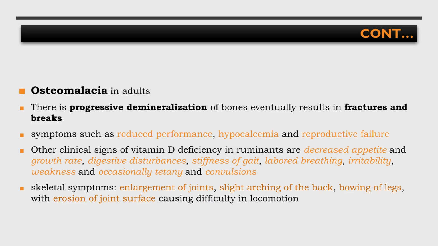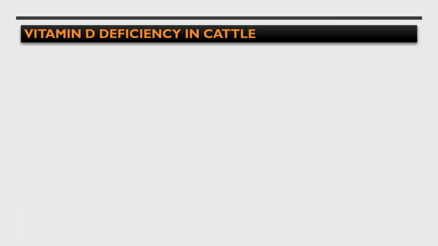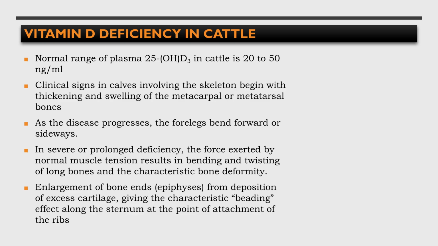Other deficiency signs include reduced performance, hypocalcemia, reproductive failure, decreased appetite and growth rate, digestive disturbances, and occasional tetany or convulsions. Skeletal symptoms include joint enlargement and bowed legs. In cattle, a normal plasma 25 OHD3 range is 20 to 50 nanograms per milliliter. Deficiency in calves starts with thickening of metacarpal or metatarsal bones.